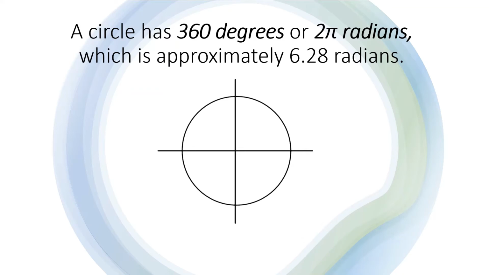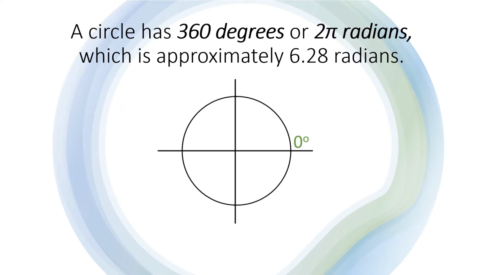So a circle has 360 degrees, or 2 pi radians. We all know that pi is approximately 3.14. That means 2 pi is approximately 6.28. But we like to be exact and keep pi in our value.